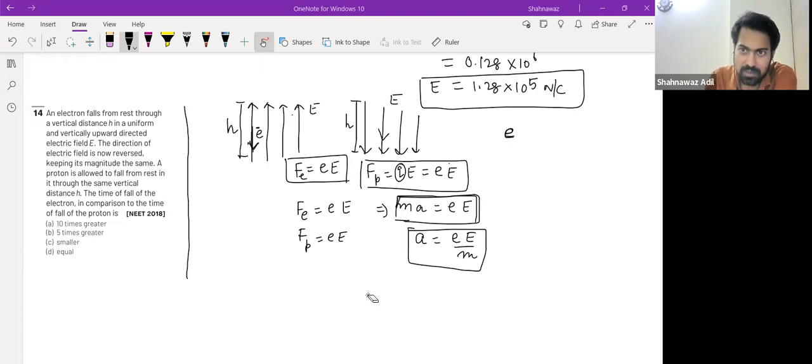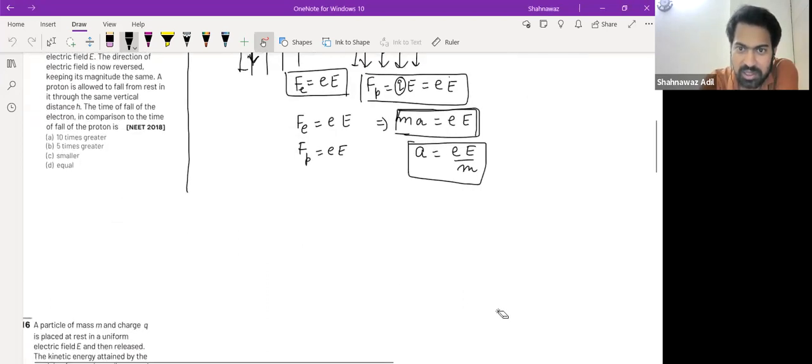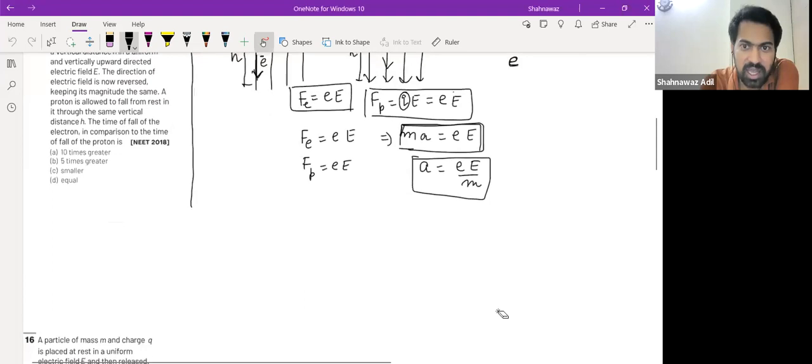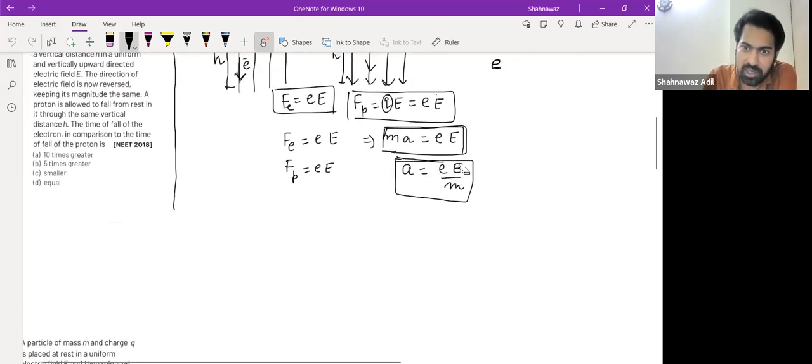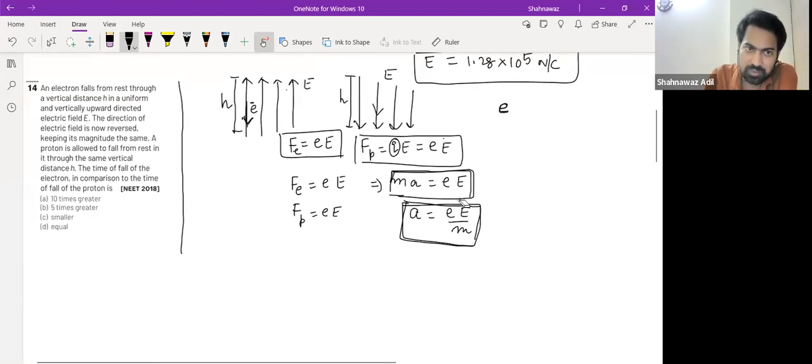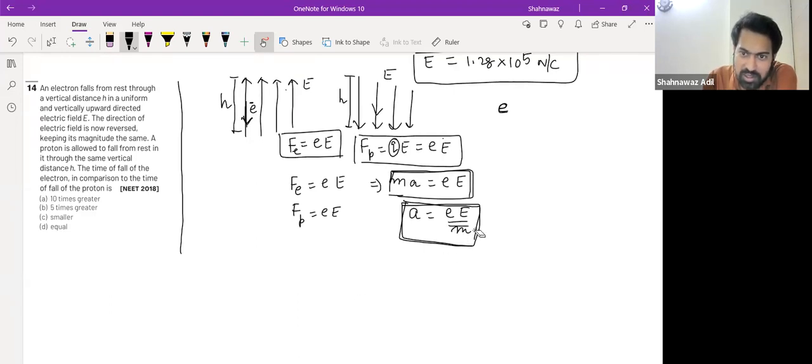Okay, so this is the acceleration that will be there for these electron and protons. Understood, guys? So you see that this acceleration is dependent upon this mass, right? And now what is the use of this h?